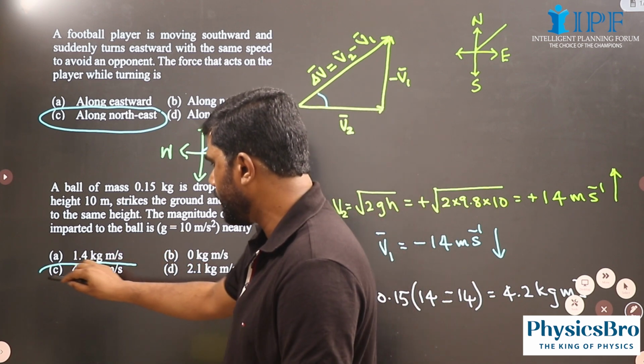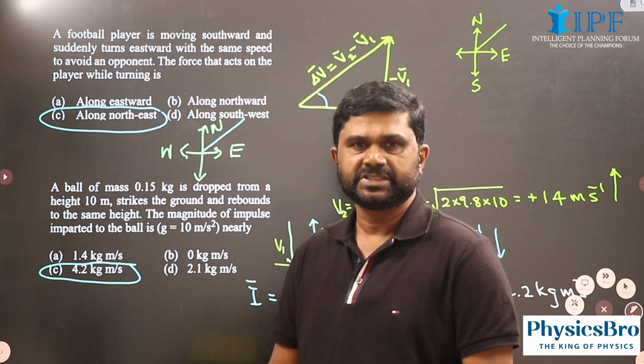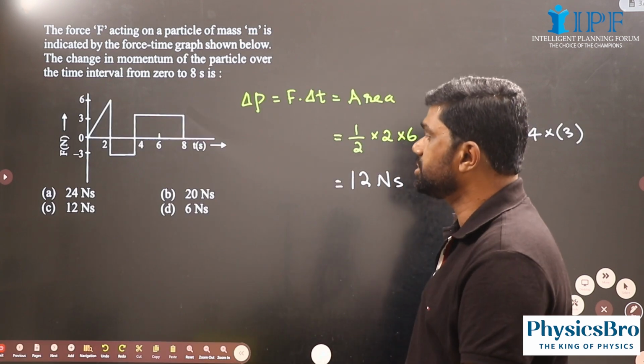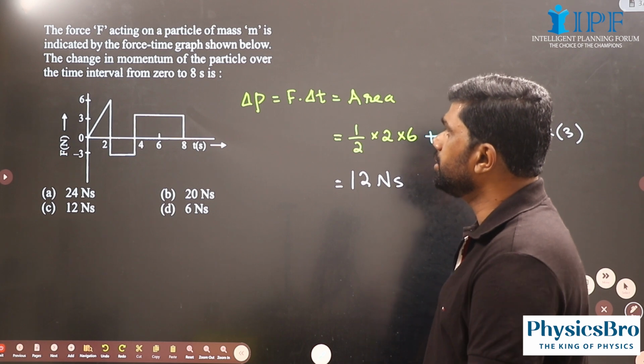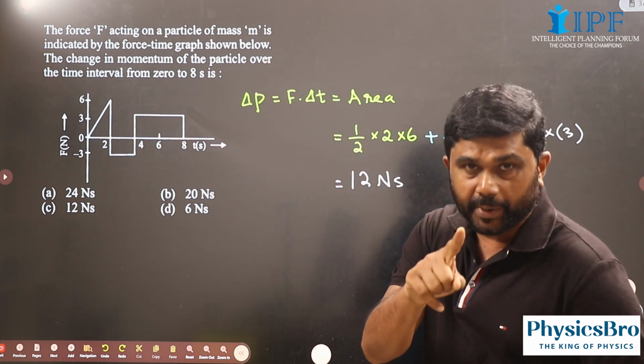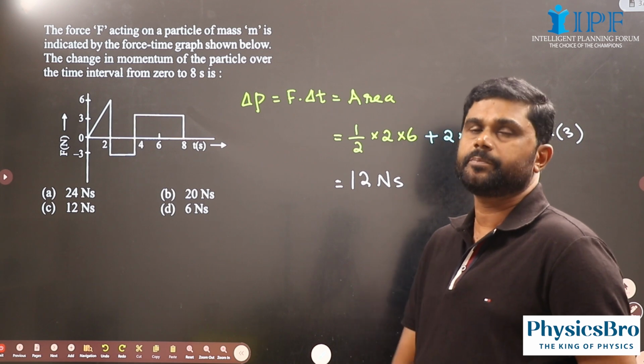4.2 kilogram meter per second. Okay, we have force plotted against time, and what we have to find out is the change in momentum of the particle, that is equal to impulse. How do we find the impulse?